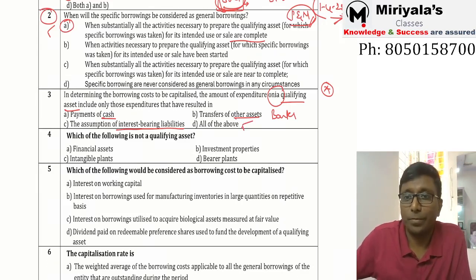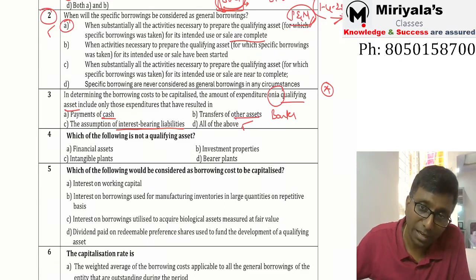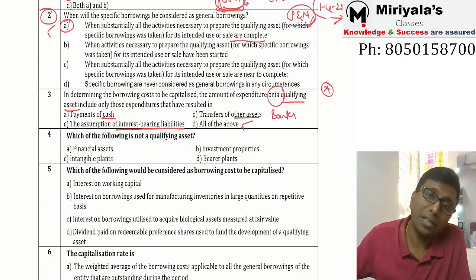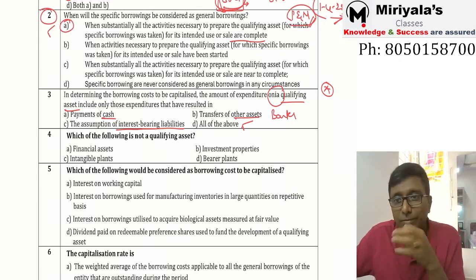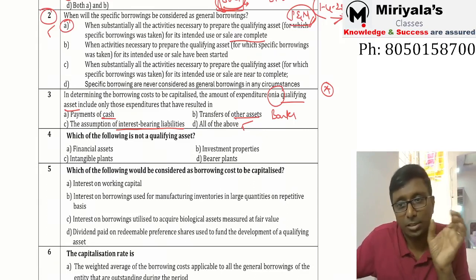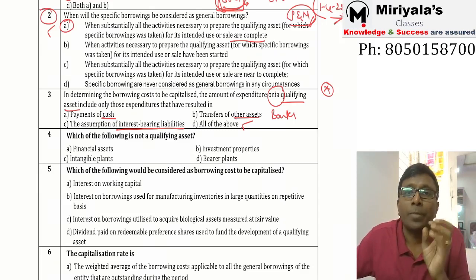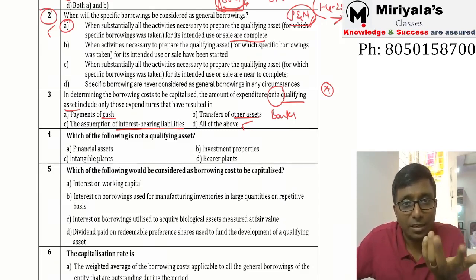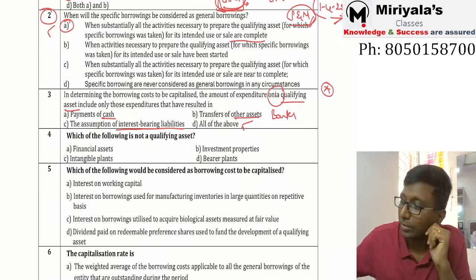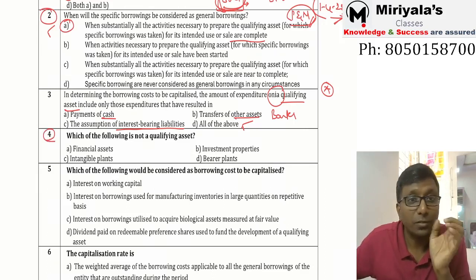Whatever the way, by taking the loan you are purchasing the asset, or by paying cash, or by exchanging assets through the barter system, whatever the way you are purchasing the asset, it doesn't matter. Now, a qualifying asset can arise from any of these. Next, which of the following is not a qualifying asset? Financial asset is not a qualifying asset, obviously.